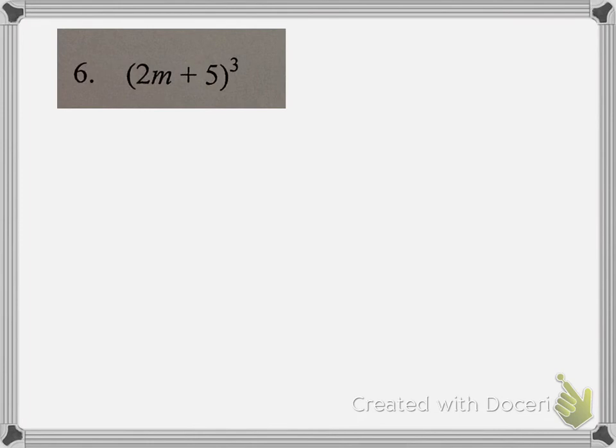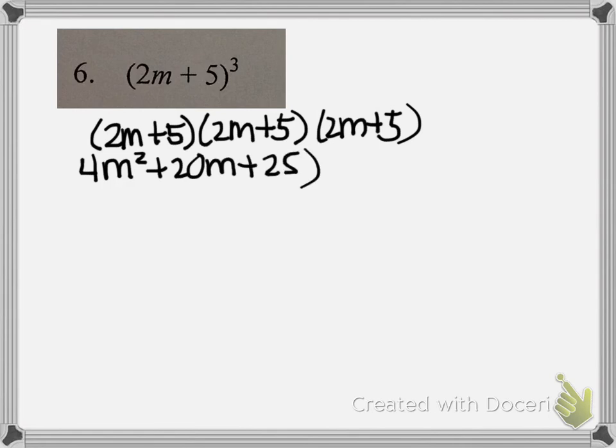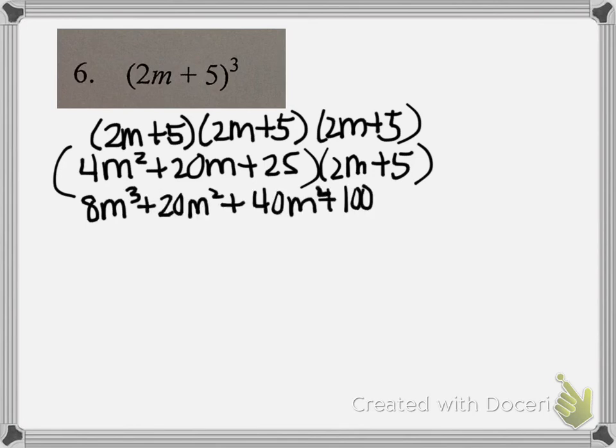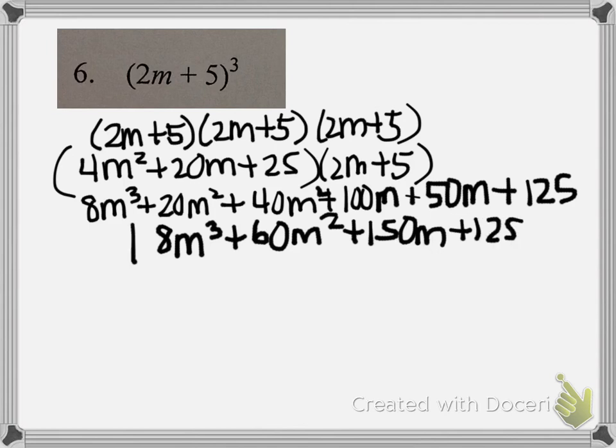Now for this last one, we could write this out again as 2m plus 5 times 2m plus 5 times 2m plus 5. And again, like the other problems, we take the first two binomials and multiply that out. Then we take the result of that and multiply it by the third binomial. So we get something that looks like this. And we combine like terms. So we get 8m to the third plus 60m squared plus 150m plus 125.